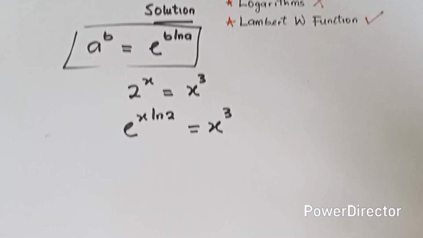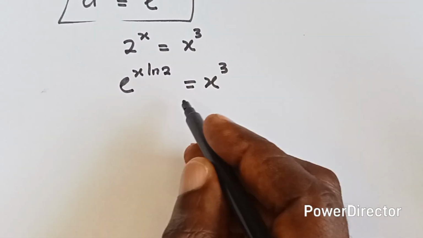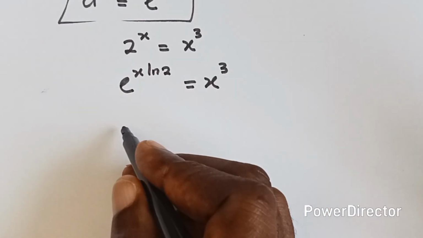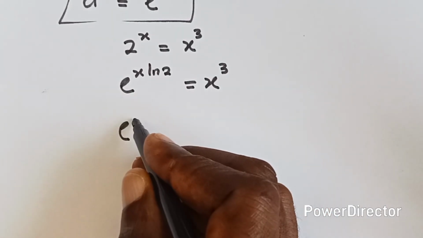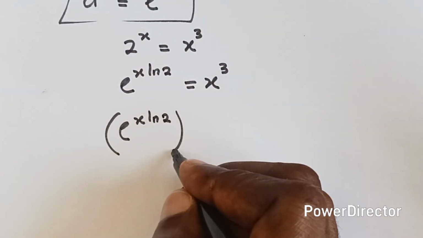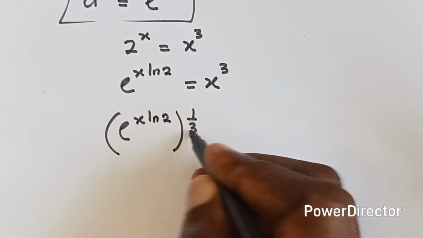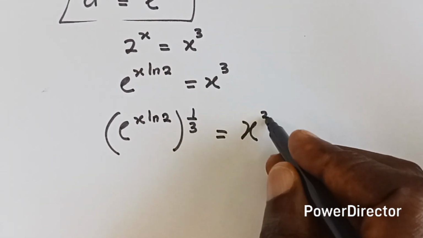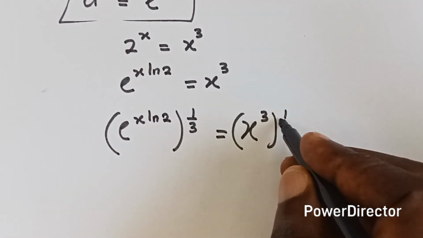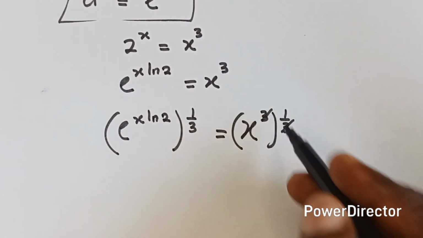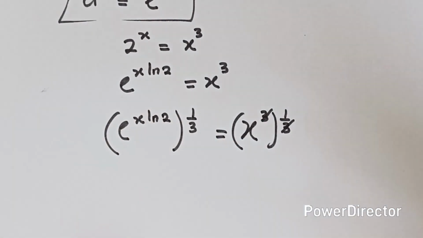All right, so from there we can take the cube root of both sides. That means we have e raised to power x ln 2, and we take the cube root of this side, which is the same thing as power 1 over 3. Also, we take the cube root of this side, so we have x raised to power 3, then raised to power 1 over 3. That's the cube root. So the cube roots cancel the cube, and then we have this.